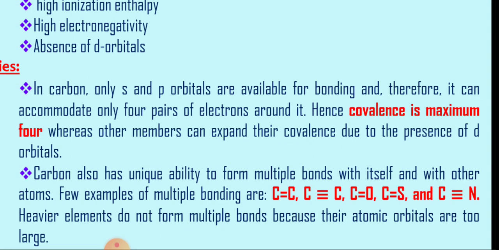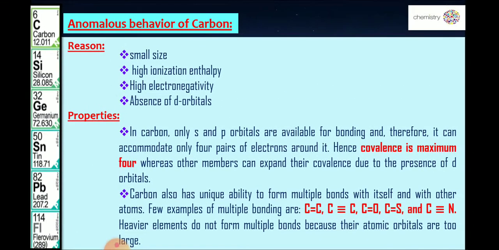This kind of character we cannot come across in heavier elements. Heavier elements do not form multiple bonds, because their atomic orbitals are too large to form multiple bonds. You can see this kind of behavior only in carbon. This is the anomalous behavior of carbon. These are the reasons and some of the properties.